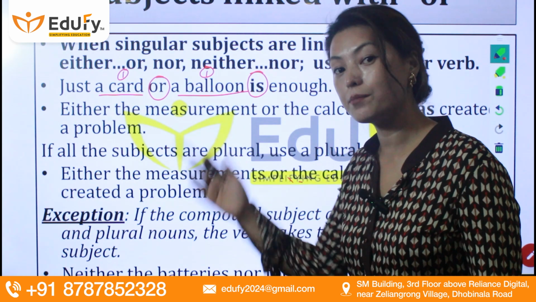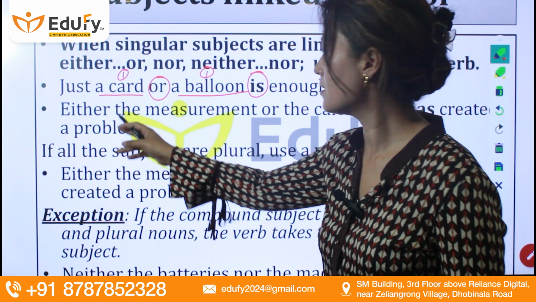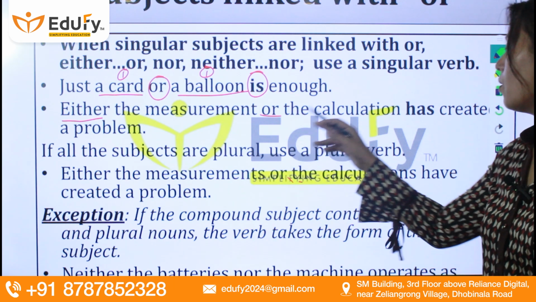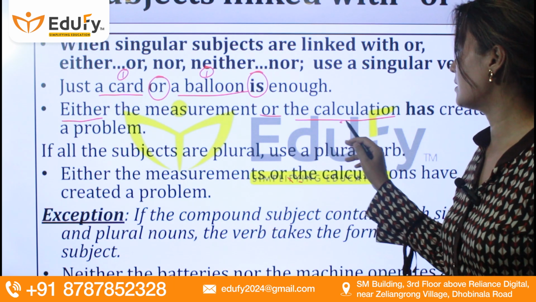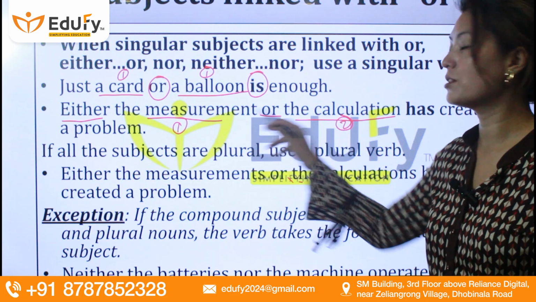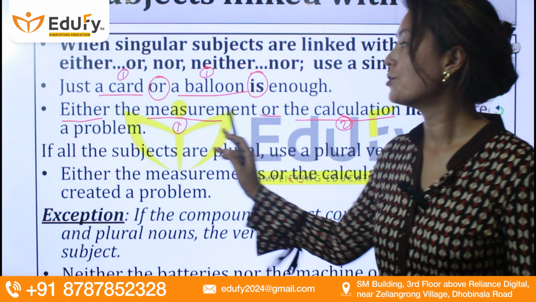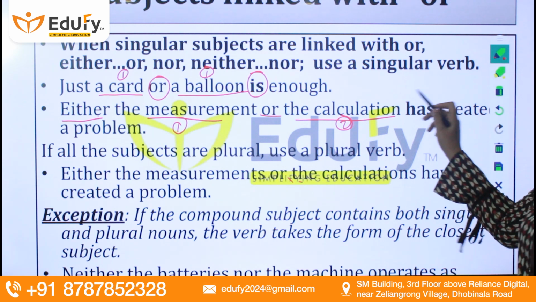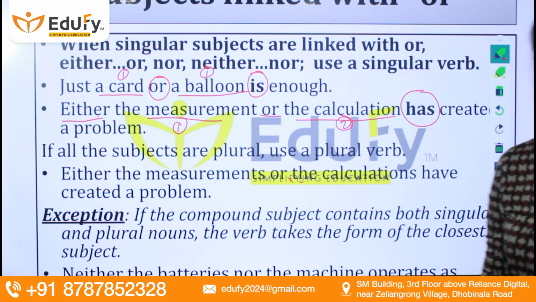And again, same thing if you move on to the next sentence, either the measurement or the calculation. This is the second subject, this is the first subject. Both of these subjects are singular, right? Joined by what? Either and or. Whenever you have this, the verb will again be singular.